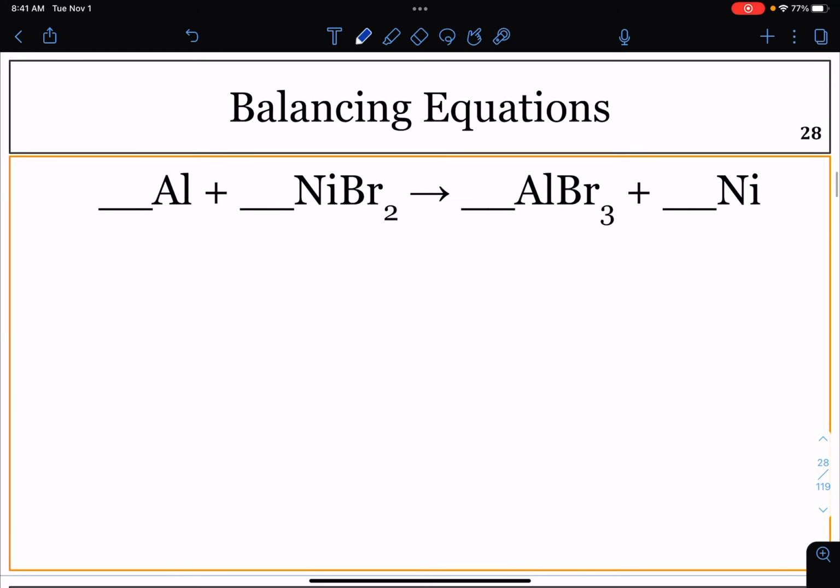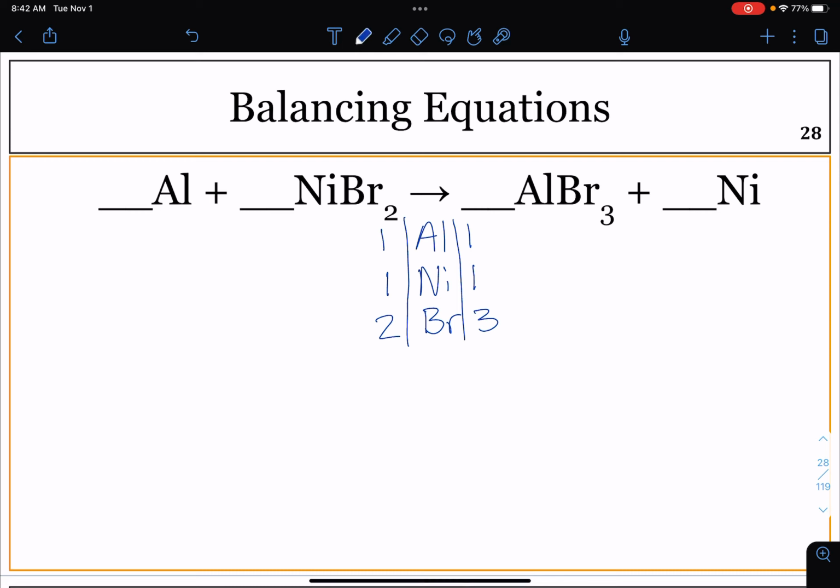Let's do a couple more examples. We are going to balance this chemical reaction by changing the coefficients. Let's write out all of the elements that we have in this chemical reaction underneath the arrow. We have aluminum, we have nickel, and we have bromine. We're going to count up. We have so far 1 aluminum on the left-hand side and 1 aluminum on the right-hand side. We have 1 nickel on the left-hand side and 1 nickel on the right-hand side. We have 2 bromines on the left-hand side and 3 bromines on the right-hand side.